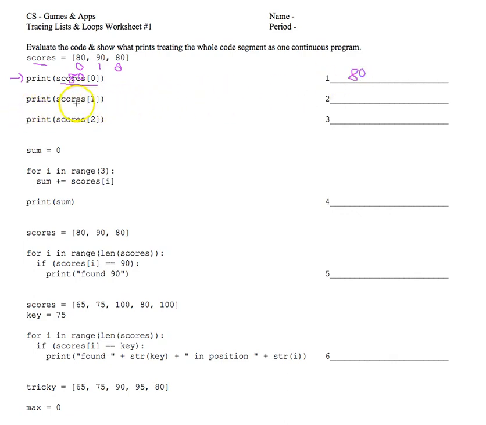Number 2, position 1 is the 90. So the 90 there prints out. And I'll let the people watching the video do exercise 3 on their own.